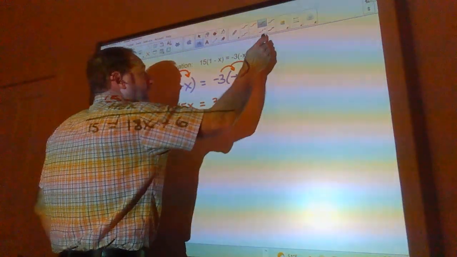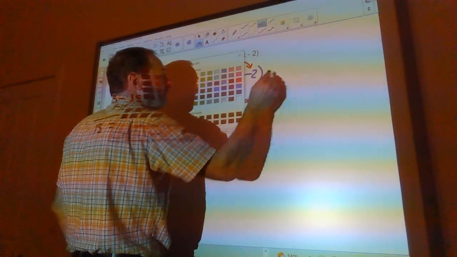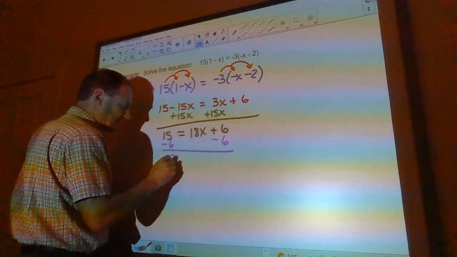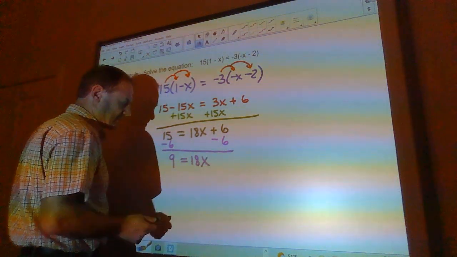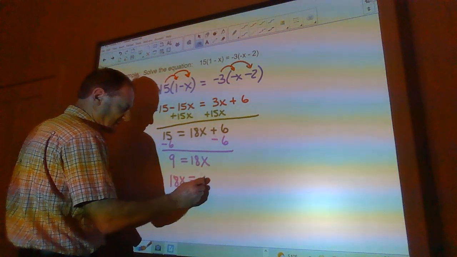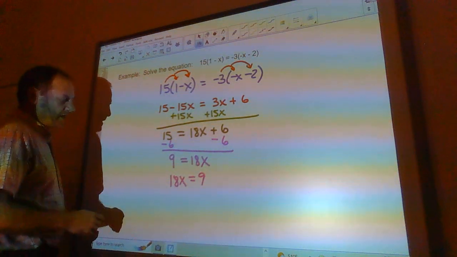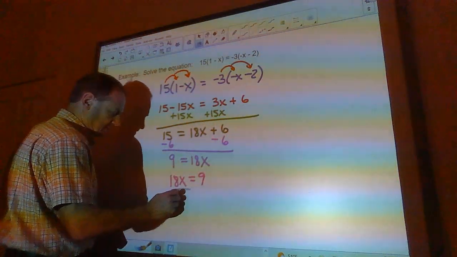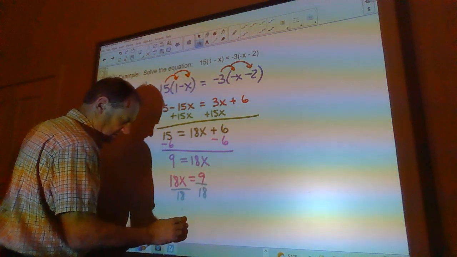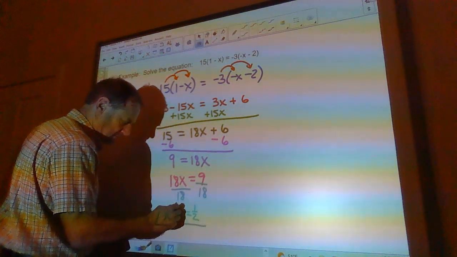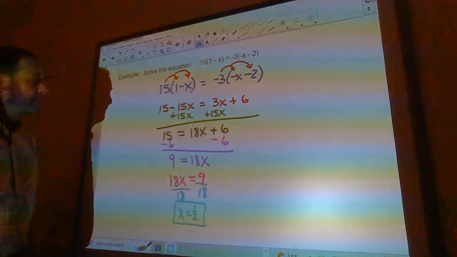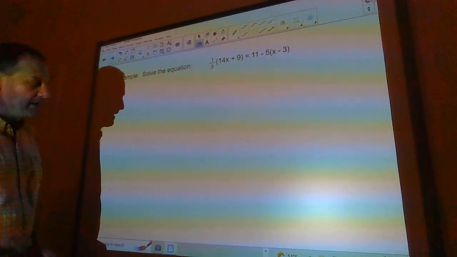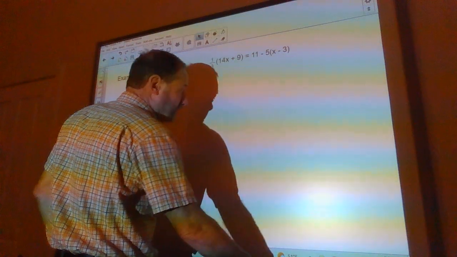Okay, and now I'm going to subtract 6 from both sides. So I get 9 is equal to 18x. This is an example where I could just switch the two sides. That's the same equation. Then I can divide both sides by 18, and I'm going to get x equals 1/2. Piece of cake. All right, I'm going to have you pause the video, do this one on your own, then jump back on here.